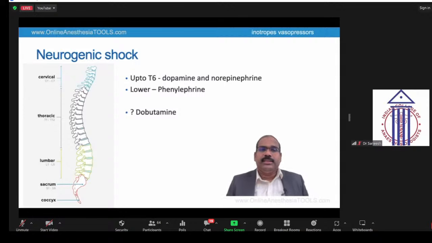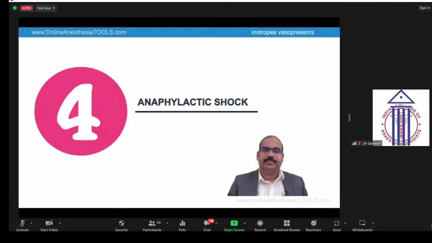Coming to injuries in the lower thoracic and lumbar level, they warrant the need of a specific peripheral vasoconstrictor such as phenylephrine, which acts only on alpha 1 receptors. Dobutamine is not used in neurogenic shock because of the peripheral vasodilatory properties and the potential for reflex bradycardia in such cervical cord injury scenarios.